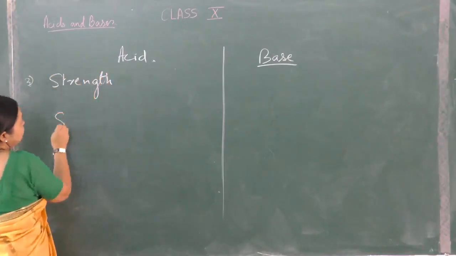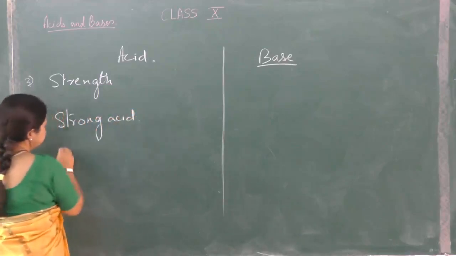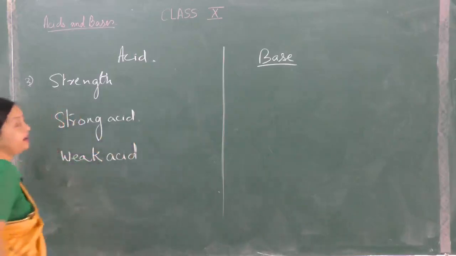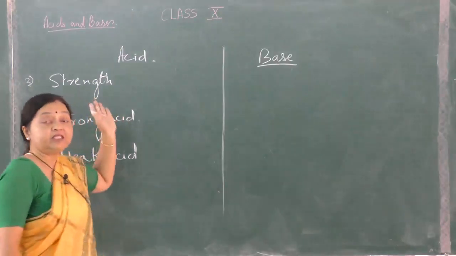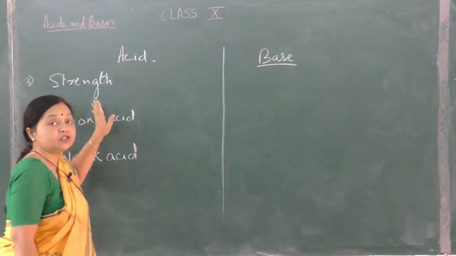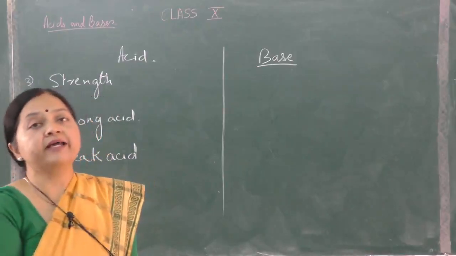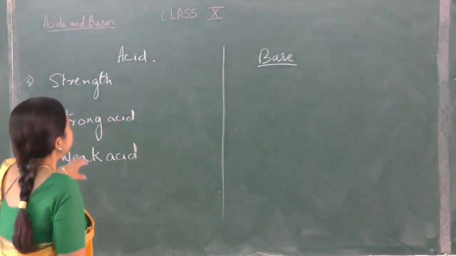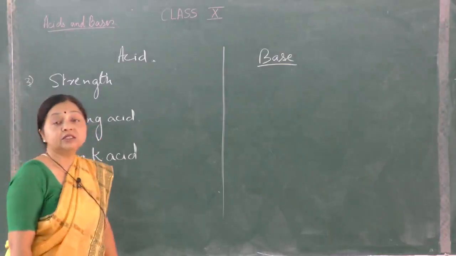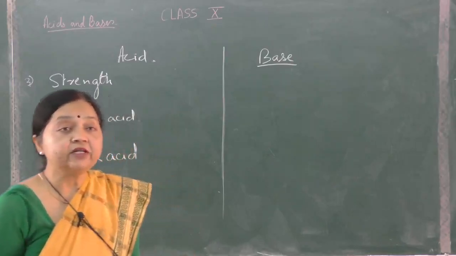How do we classify this? Strong acid and weak acid. On what does this strength depend? The previous one was based on the concentration of the acid molecules present in an aqueous solution. This strength depends on the concentration of hydrogen ions or hydronium ions present in the solution. So on what will that hydrogen ion or hydronium ion concentration depend? It will depend on the degree of dissociation.